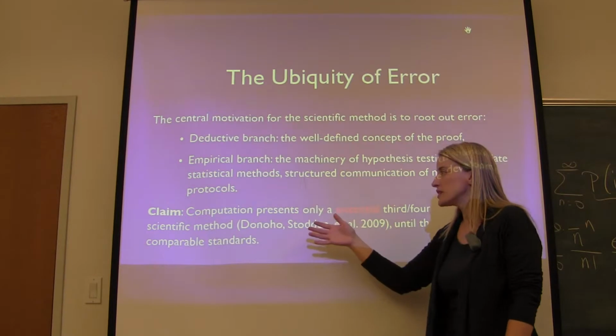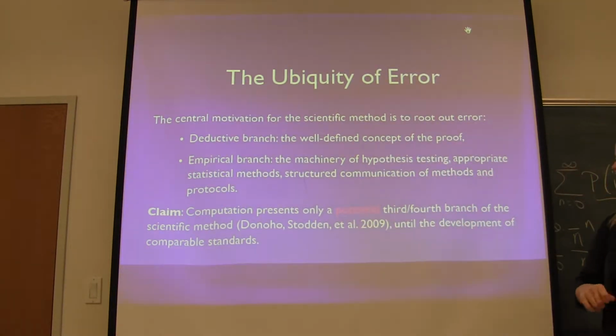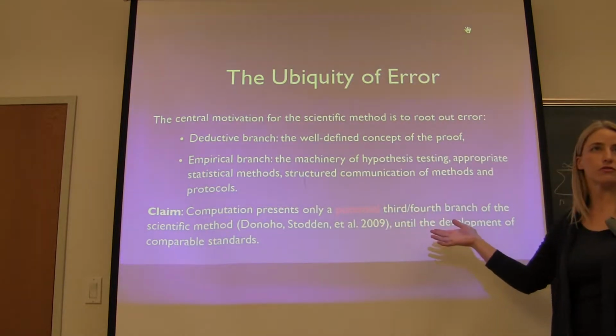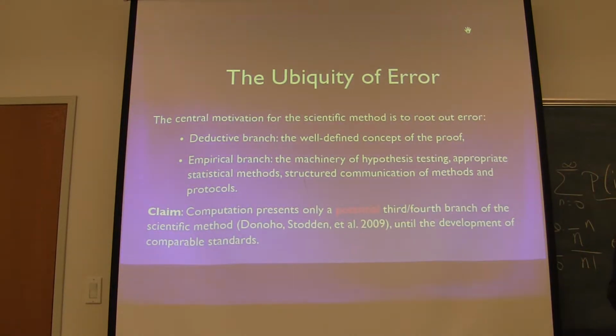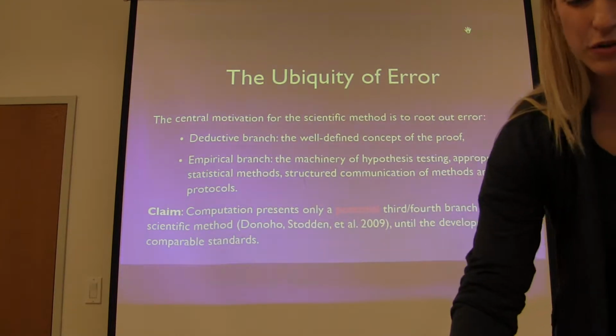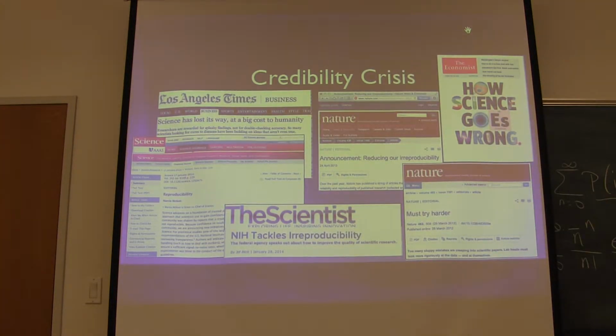So my claim is that both of these changes, big computation and big data, present only a potential third or fourth branch to the scientific method until we develop standards around computational research comparable to the first and second branches. Now, it's not a damning criticism. We've had about 20 years to think about this, and there have been hundreds of years on the other. So the theme of the talk is how we go about thinking about what these standards might be. And what I'd like to present is that statisticians are uniquely placed to think about how to raise these standards so that computation and data-driven analysis really contribute reliable, real scientific knowledge.